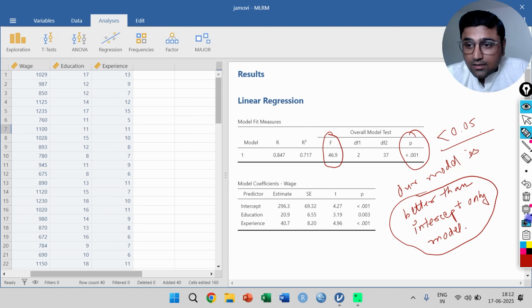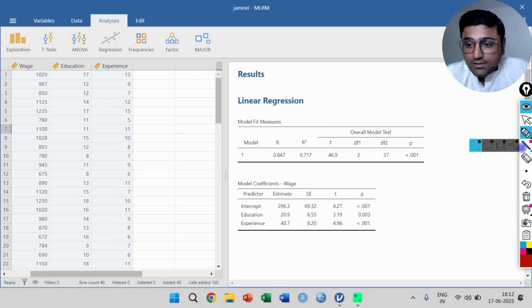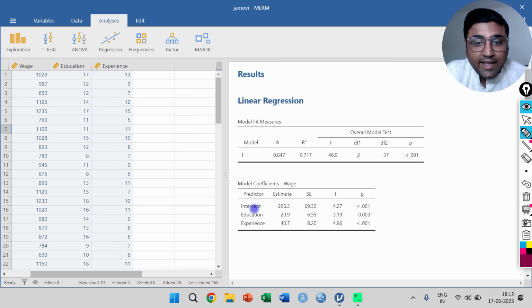Now we are going to check values of coefficients. So here we have values of coefficient. First is intercept, that is 296.3. Associated p-value is less than 0.05, therefore it is statistically significant. Then we have education, value is 20.9, associated p-value is less than 0.05, therefore it is also statistically significant. And value of the coefficient of experience is 40.7, p-value is less than 0.05, therefore it is also statistically significant.